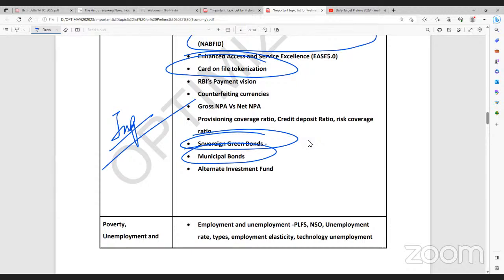I have given you all the important topics from the monetary policy. Just prepare these topics. That will be more than enough.